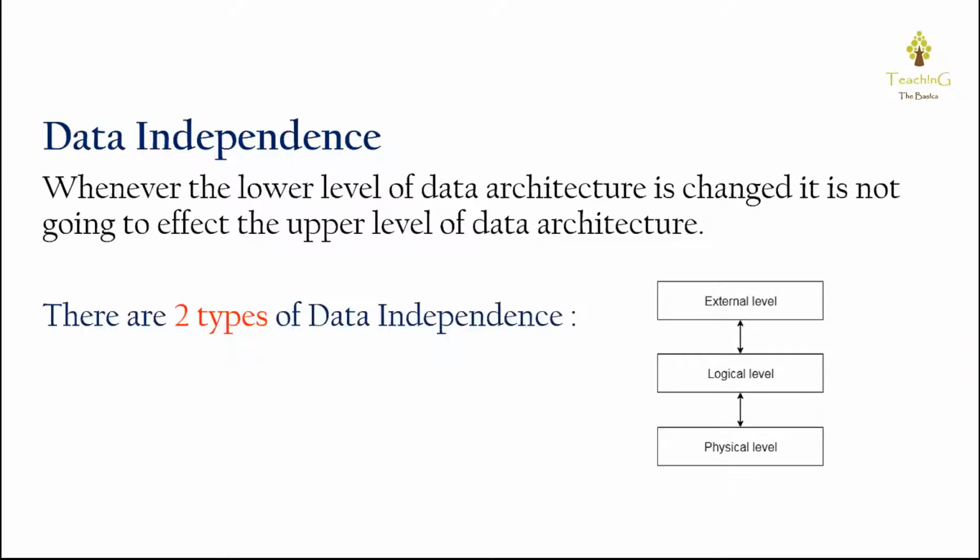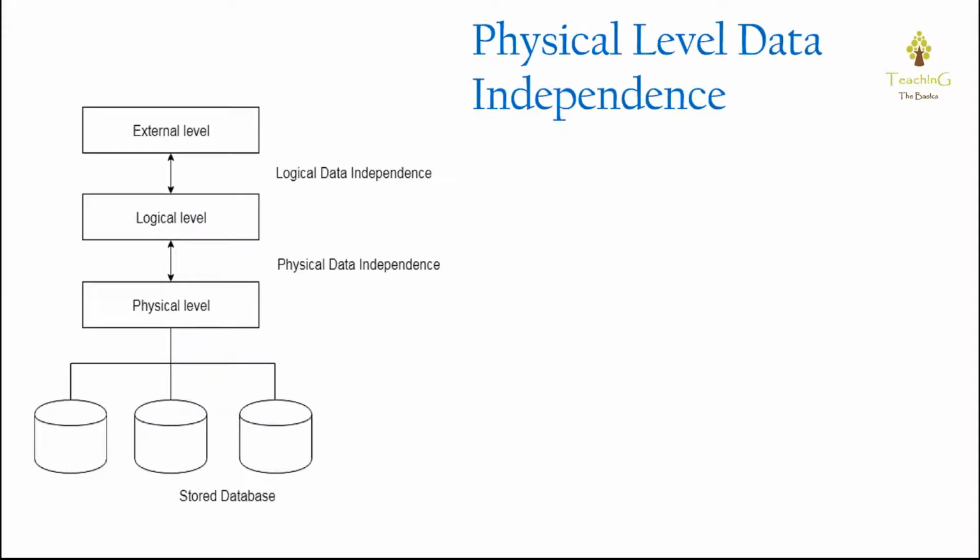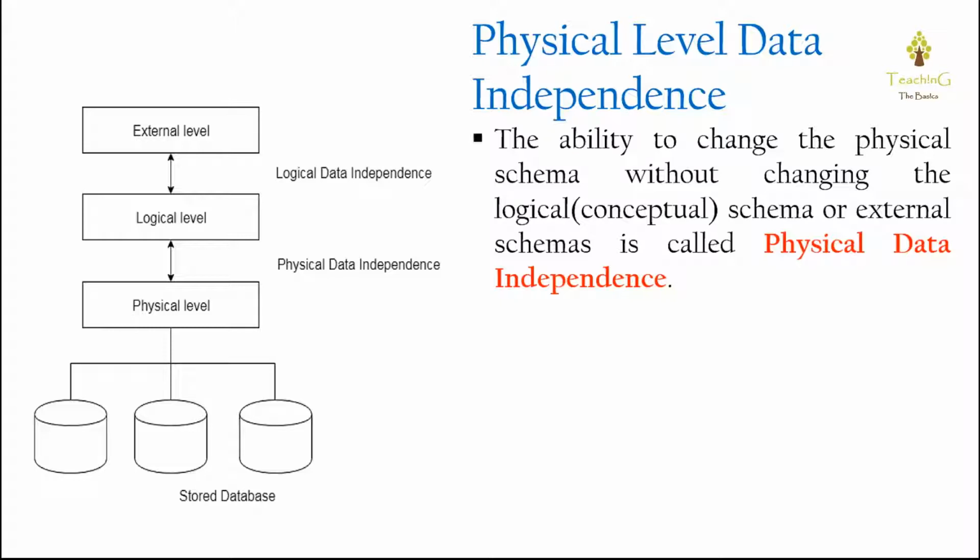So there are basically two types of data independence. The first one is the physical level data independence, and the second one is the logical level data independence. Okay, so let's see, what is this physical level data independence? Let's see the definition first. The ability to change the physical schema without changing the logical or the conceptual schema or external schema, that is the view schema, is called physical data independence.